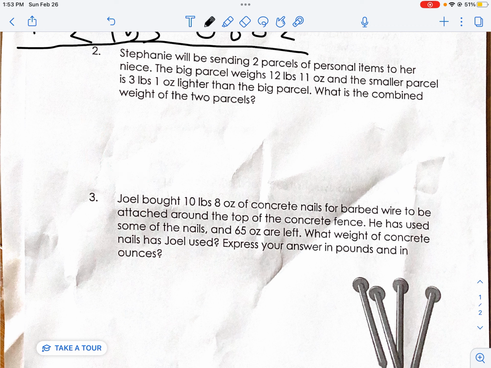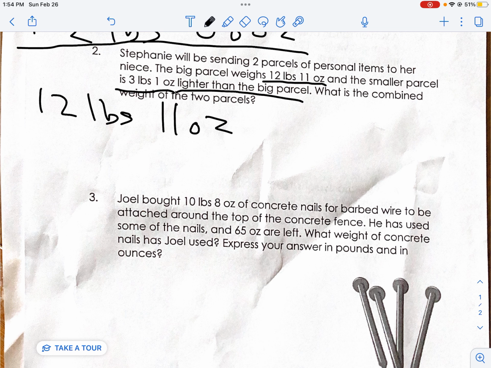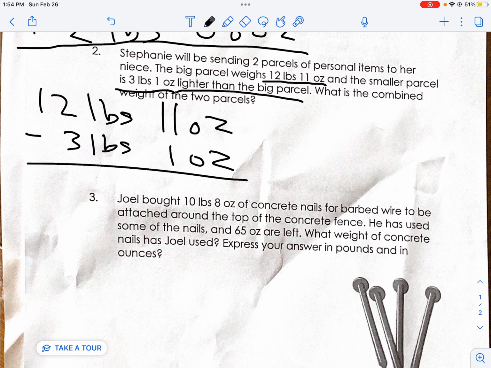So Stephanie will be sending 2 parcels of personal items to her niece. The big parcel weighs 12 pounds, 11 ounces. And the smaller parcel weighs 3 pounds, 1 ounce lighter than the big parcel. What is the combined weight? So there's 2 things you need to do. One, you need to do 12 pounds, 11 ounces. Oops. And subtract the 3 pounds, 1 ounce in order to get the weight of the second bag.